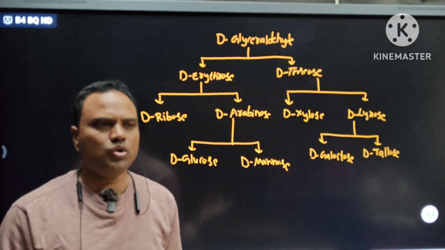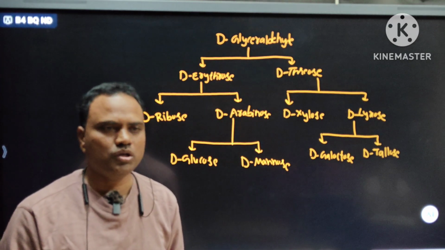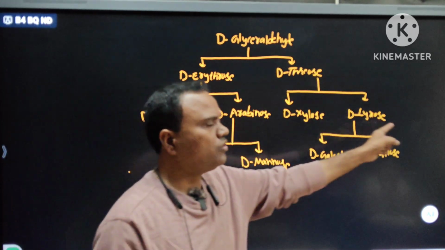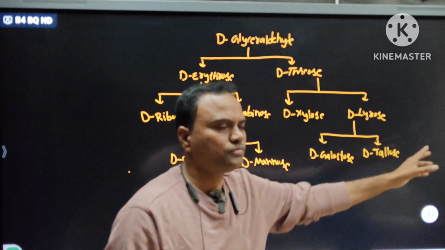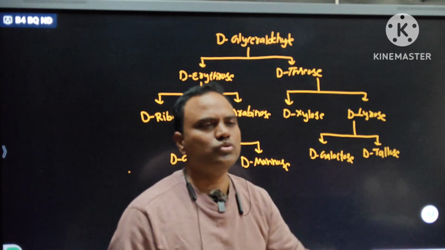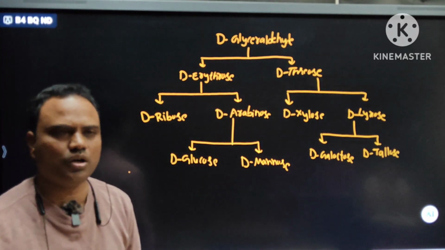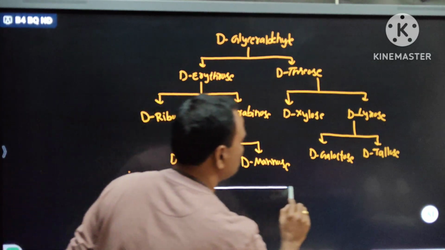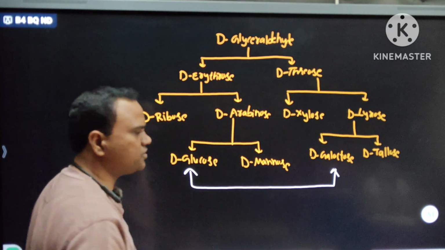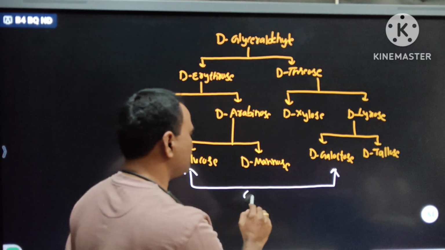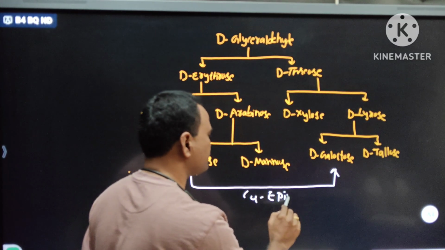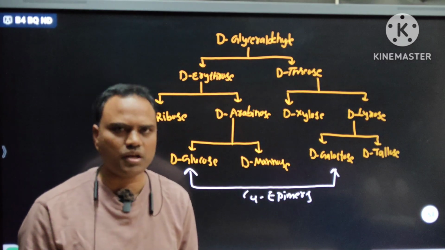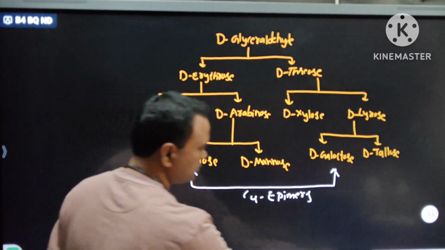D-erythrose is which aldotetrose. All these are aldopentoses. Aldohexose. So glucose is aldohexose. And what is the relation between these two, D-glucose and D-galactose? Which epimers are these? C4 epimers. Right? And we completed the structural analysis also in the last class.